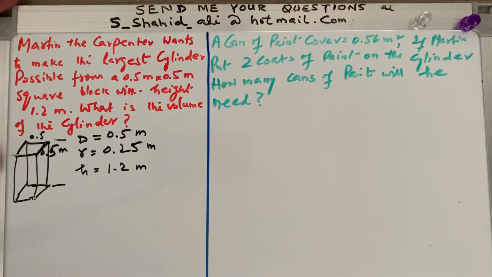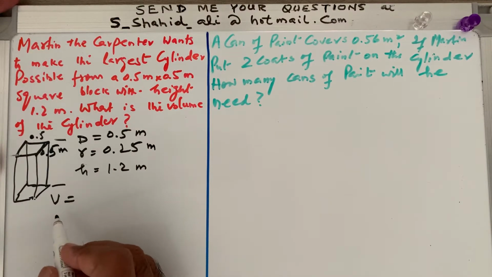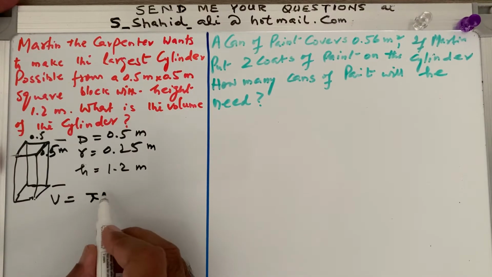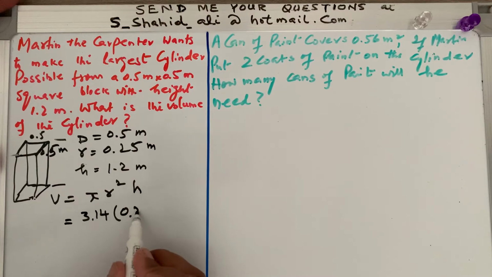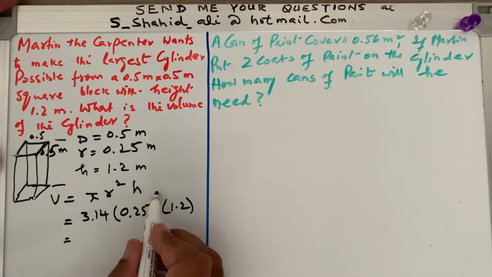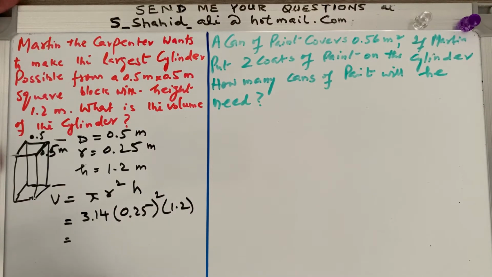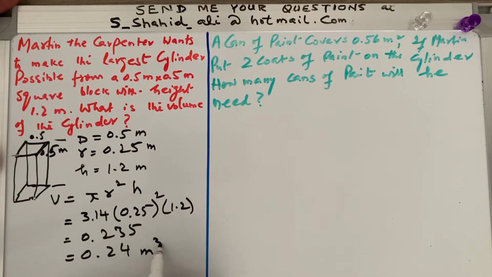Now he's asking, what is the volume of this cylinder? The volume formula we understand from the previous videos: volume equals pi r square h, right? Pi r square times h. So volume we need to calculate. Pi is 3.14, r is 0.25, h is 1.2, and if you multiply all these, you will get 0.235, or you can round it off to 0.24 meter cube. This is your answer, right?